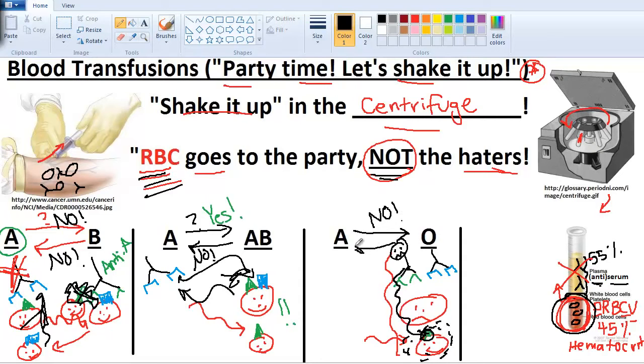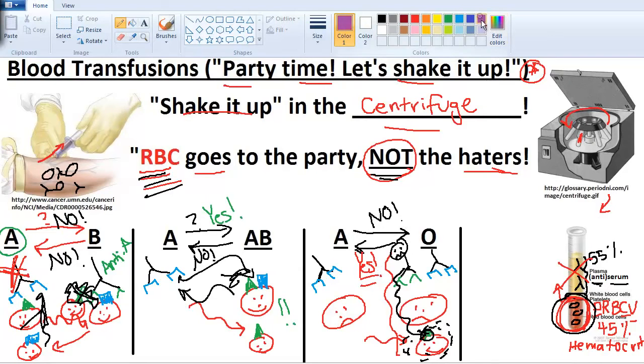But what about the other way? Can O donate to A? Okay, keep in mind, what's the antibody? Who's the hater at the party? So when O comes over, is anybody going to hate against O? Remember, look back here. A has the hater against the B antigen, the B party hat. So when O comes over here, oh wait, O's not wearing any hats. So yeah, that's cool. O can come over because no matter what antibodies are over here, O is wearing no hats. So yes, O can donate to A.